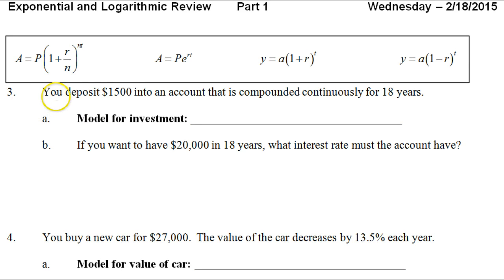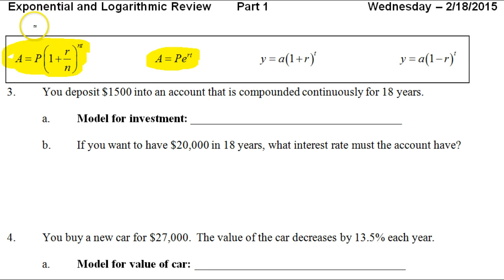Let's take a look at number 3. You deposit $1,500 into an account that is compounded continuously for 18 years. Alright, let's pause right there. We've got these 4 different functions that pertain to exponential growth and exponential decay. 2 of them are all about compound interest. So this function and this function are specifically for compound interest. So half the battle is knowing which formula you're supposed to be using.